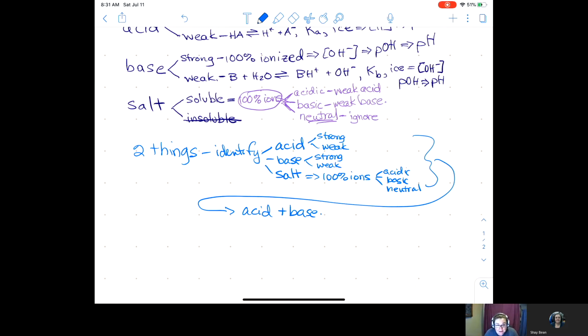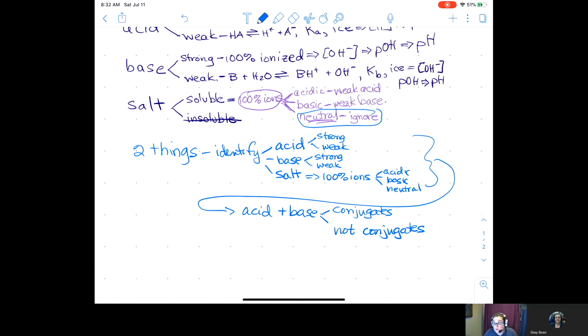Once you get the acid and the base identified as the two things, and again, if you've got a salt, the salt is neither acidic nor basic. It's the ions you have to look at and identify. Do I have acidic, basic, or neutral? And then ignore the neutral. Remember to ignore the neutral. When you finish identifying your acid and your base, the next thing you ask yourself is, is this acid-base pair conjugates or not? They are either conjugates or they are not conjugates.